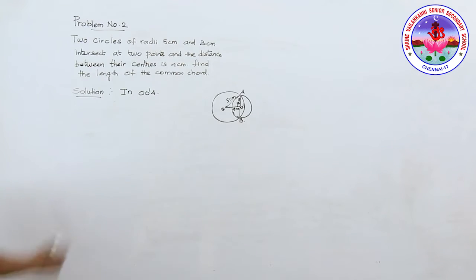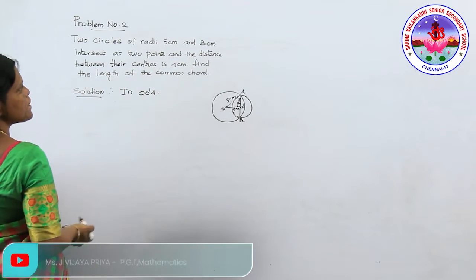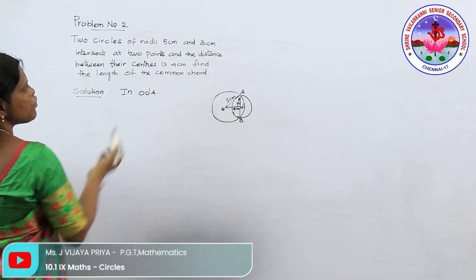Problem number 2. Two circles of radii 5 cm and 3 cm intersect at 2 points and the distance between their centers is 4 cm.